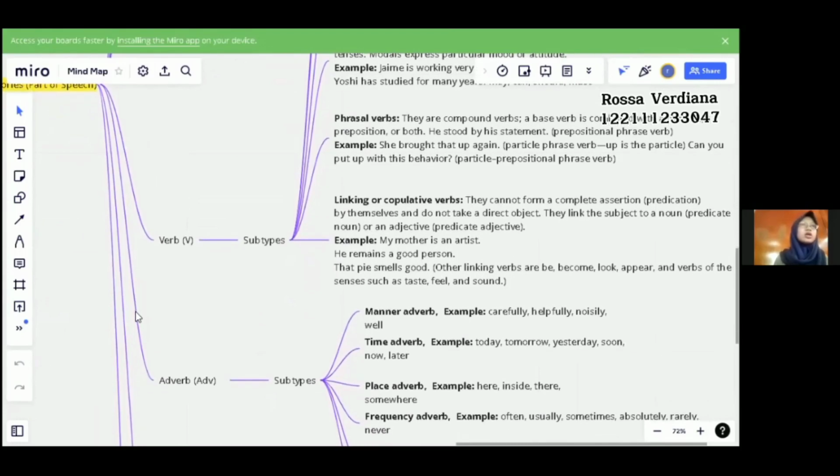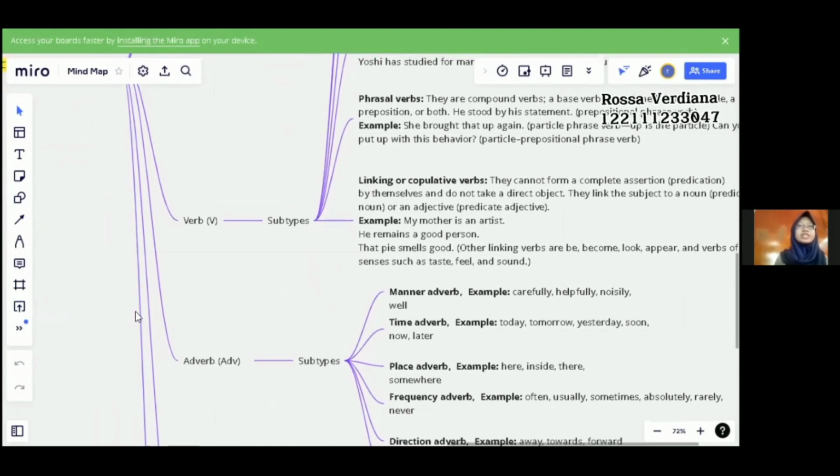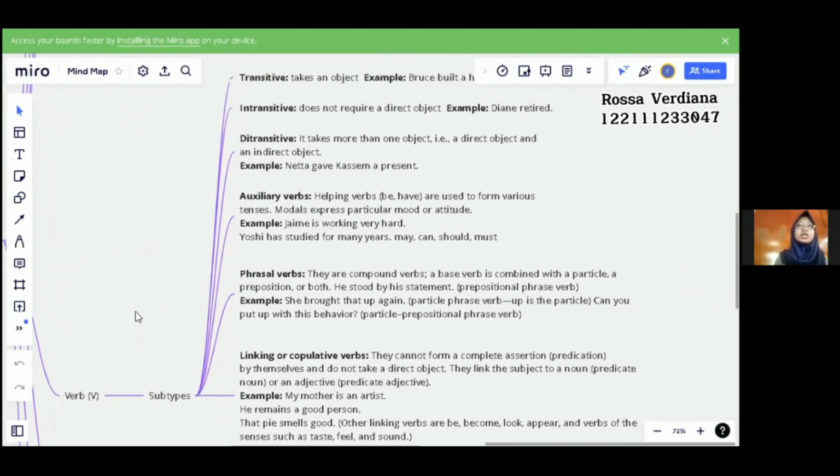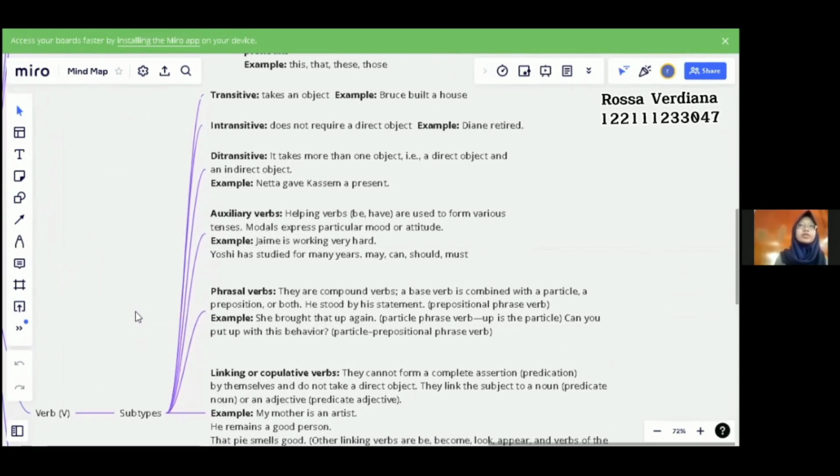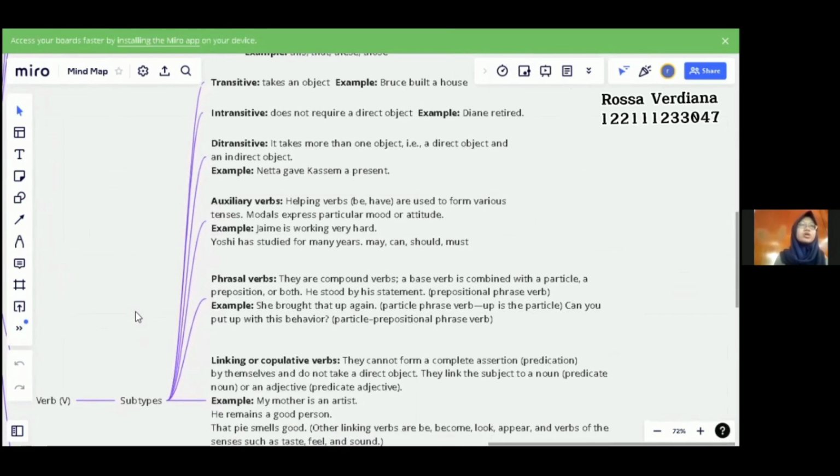Now I will explain about verbs. Verbs express an action, an occurrence, a condition, or a state of being. They can be a single word or a group of words, and in English, they can be inflected for tense, person, number, voice, and aspect. There are several types of verbs.